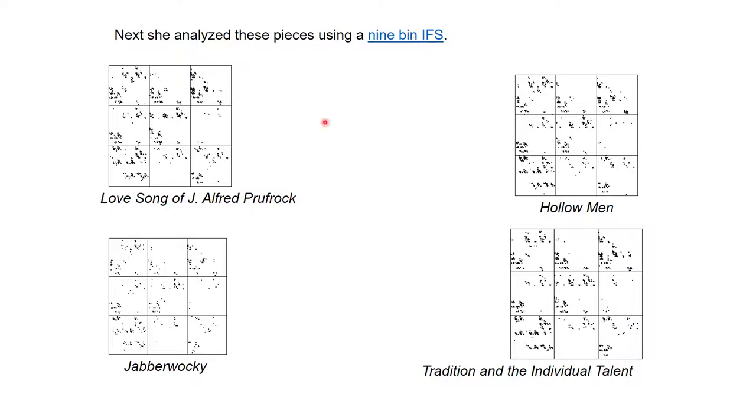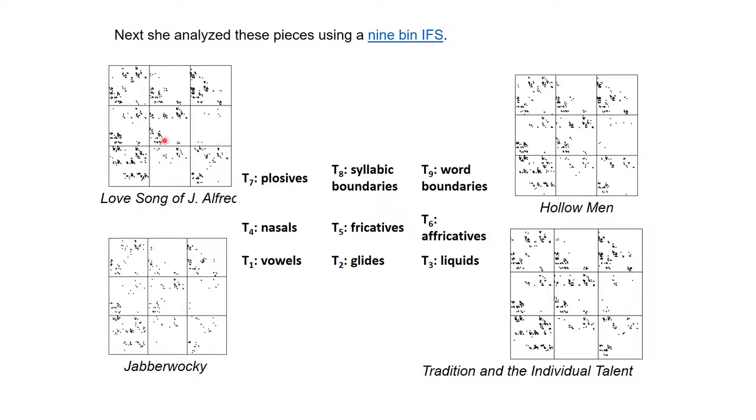Now next, the analysis was done on a 9-bin IFS. Earlier it was 4-bin IFS. Now it is on 9-bin IFS. I'll tell you how the 9-bin rules are defined probably in the next slide. And you will see a different kind of pictures emerging there. Again, the same couple of texts, poetry from T.S. Eliot, and poetry from Lewis Carroll. They all have some similar and some dissimilar patterns.